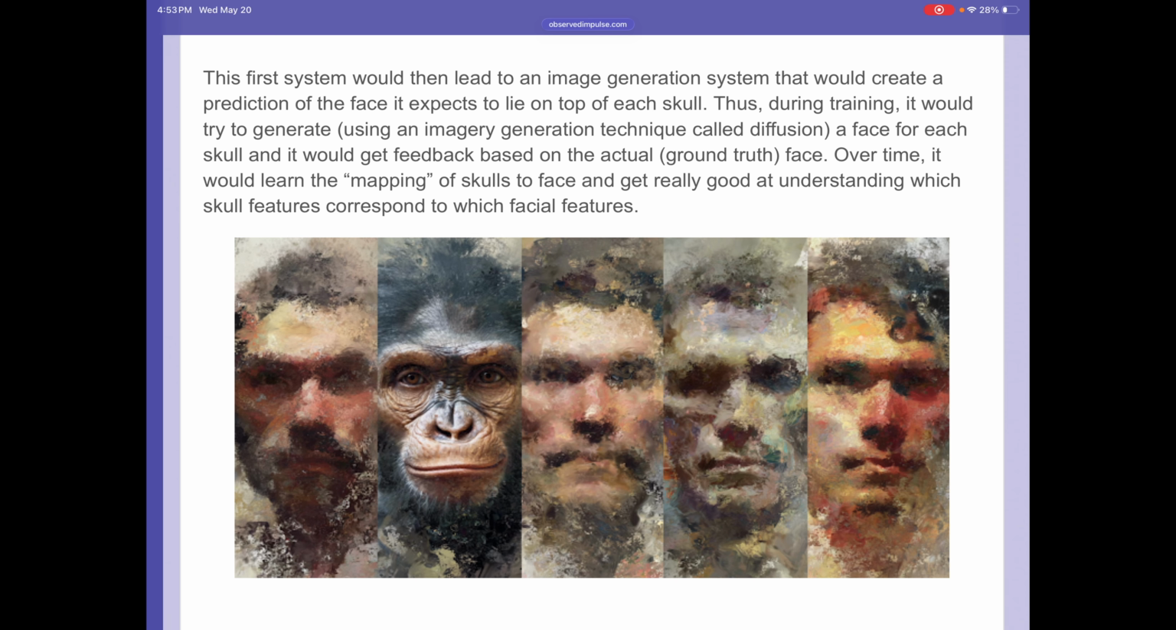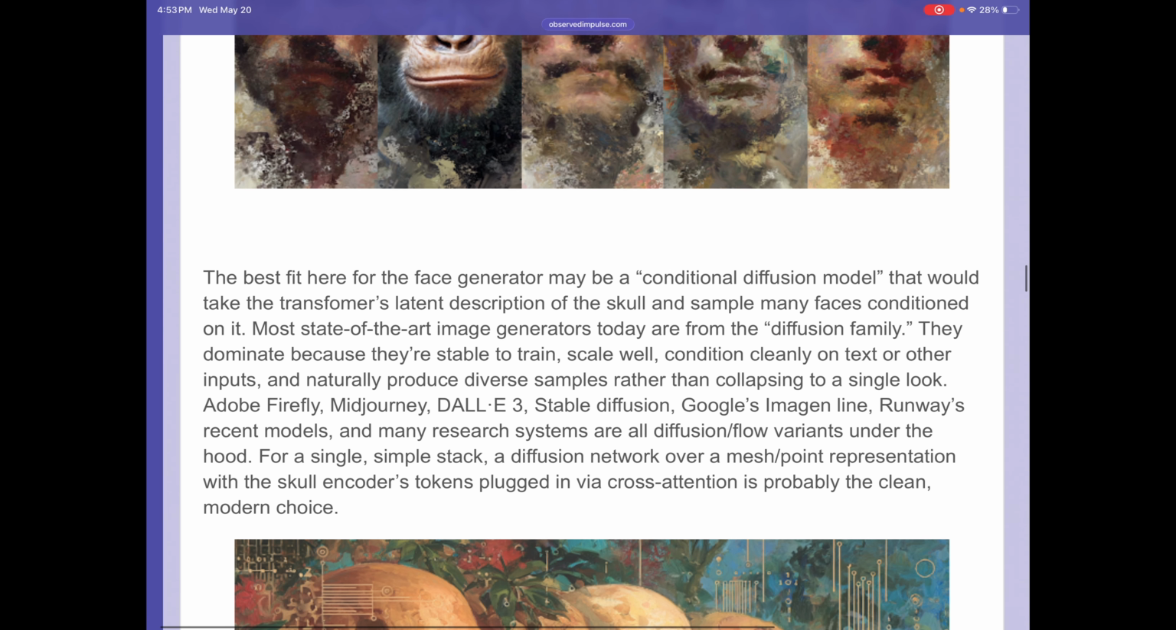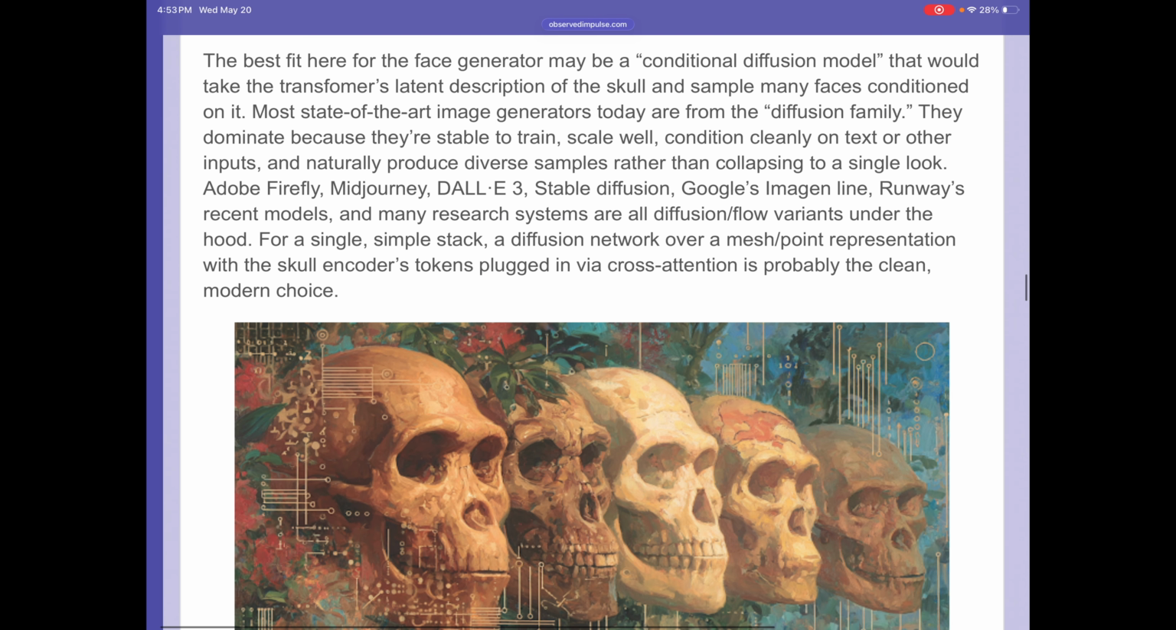So thus, during training, it would try to generate, using an image generation technique called diffusion, a face for each skull, and it would get feedback based on the actual ground truth face. Over time, it would learn the mapping of skulls to face and get really good at understanding which skull features correspond to which facial features. The best fit here for the face generator may be a conditional diffusion model that would take the transformer's latent description of the skull and sample many faces conditioned on it.